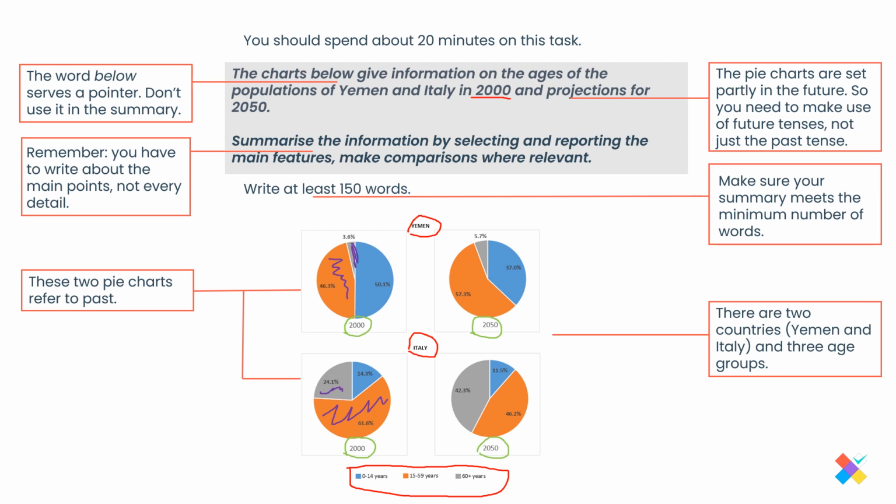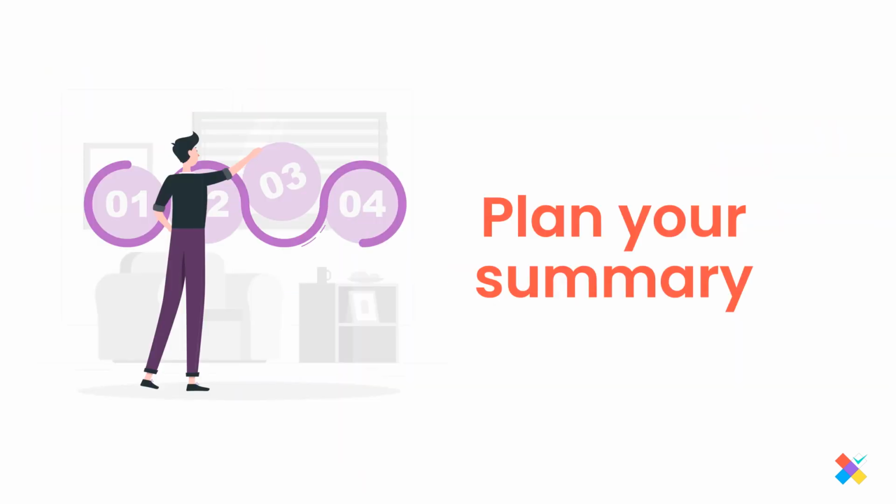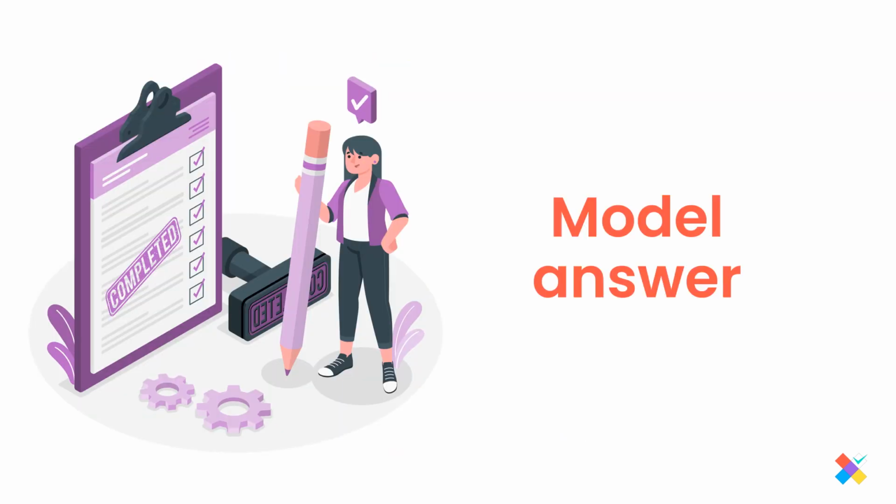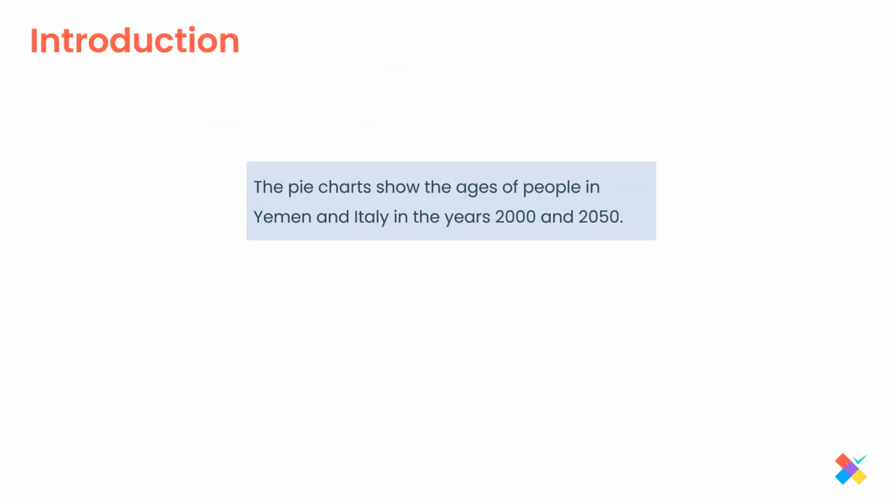Okay, now that we have spent this time understanding the task and analyzing it, let's cut to the chase. We're going to look at our structure, as I said, a 4-paragraph structure or a 12-sentence summary: the introduction, the overview, and 2 paragraphs with detailed information. The introduction is, of course, a paraphrase of the question.